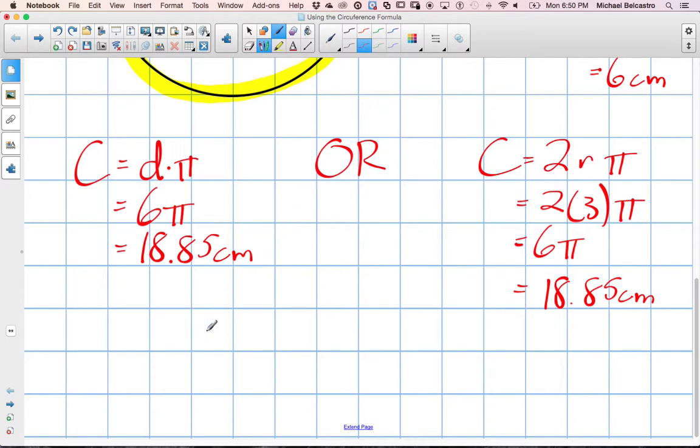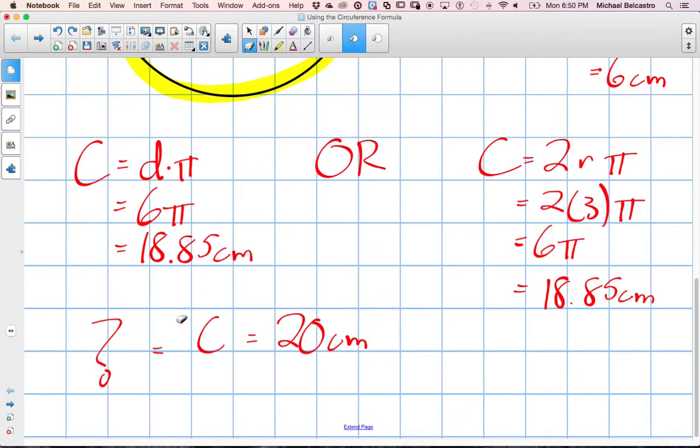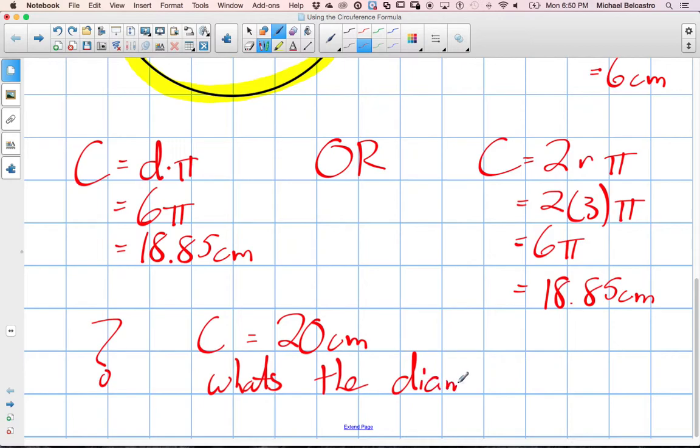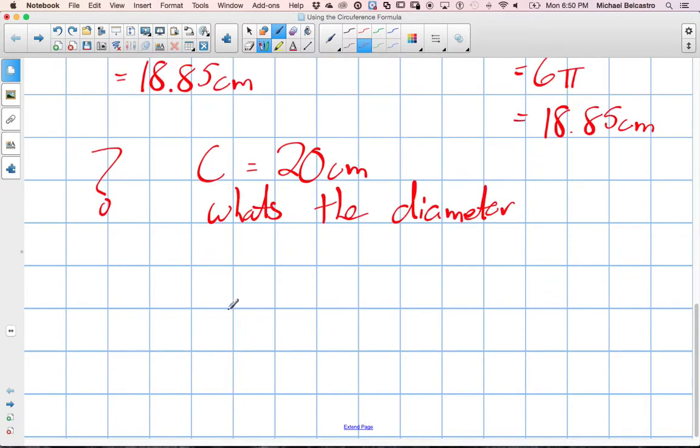What if they gave us the circumference and they said the circumference is equal to 20 centimeters? And then they asked you, let's say, what's the diameter. Okay, so we've got to plug it into a formula. So we know we have two formulas. We have circumference equals d times pi, and we have circumference equals 2r pi.